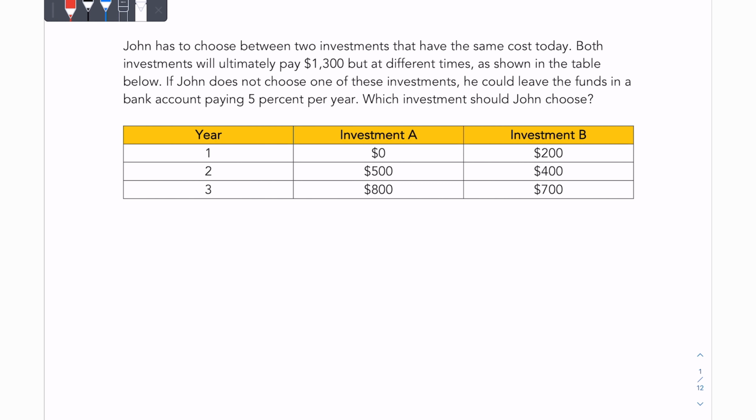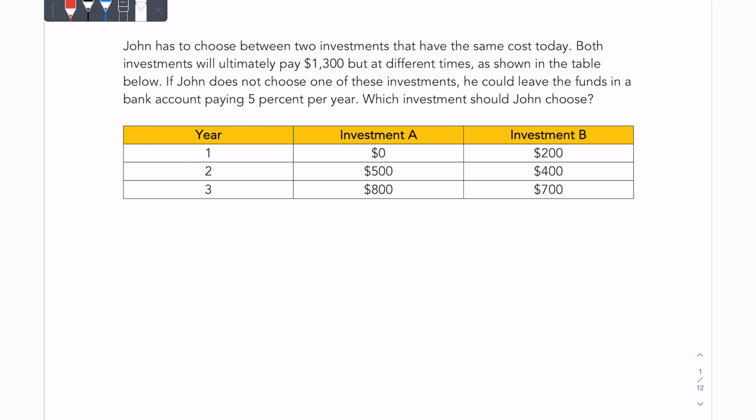Okay, so John has to choose between two investments that have the same cost today. Both investments will ultimately pay $1,300 but at different times as shown in the table below. If John does not choose one of the investments, he could leave the funds in a bank account paying 5% per year. Which investment should John choose?